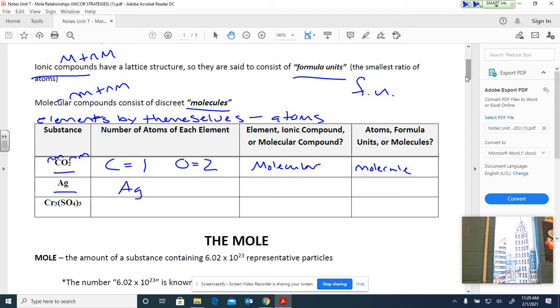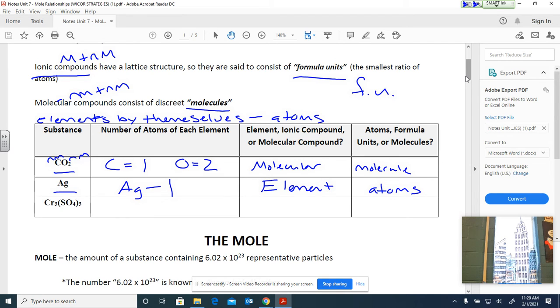Okay, the next one is silver. Okay, well, silver is by itself. It doesn't have any numbers. It's not diatomic. There's 1 atom of silver. If there's only 1 element, then it's an element. This is not a compound, not bonded to anything. This is an element. And elements we call individual elements. They're just by themselves. Being silver, we call them atoms.